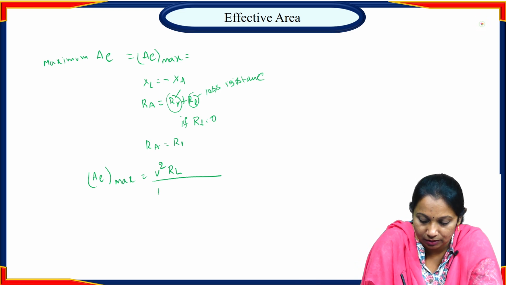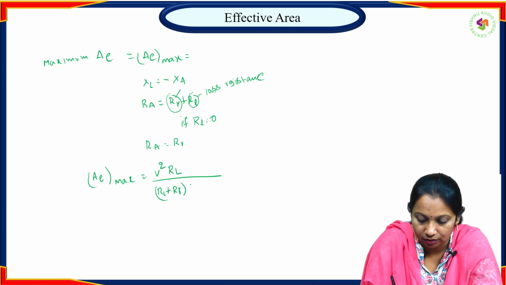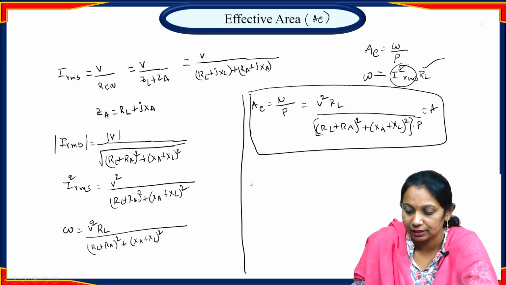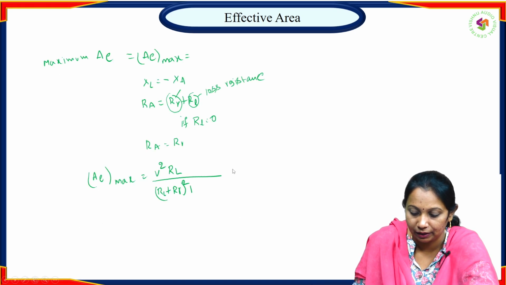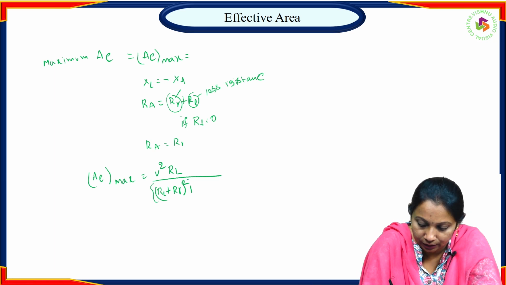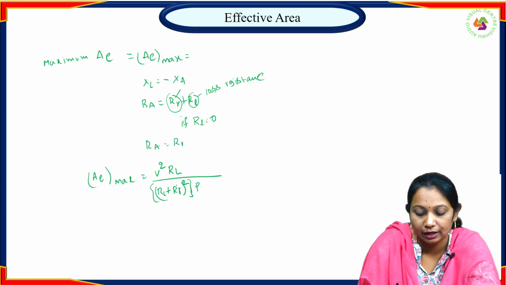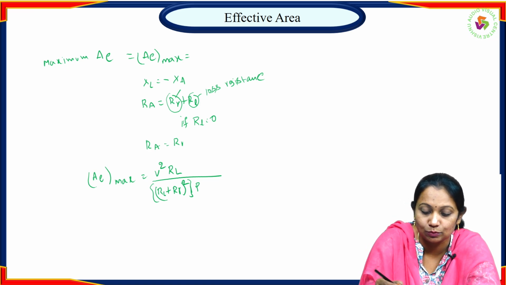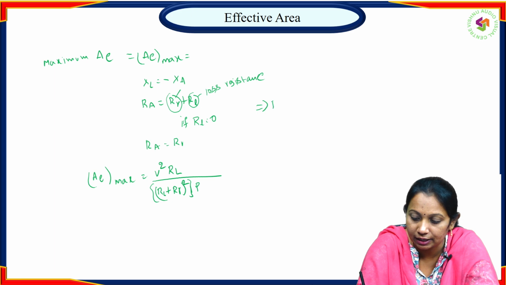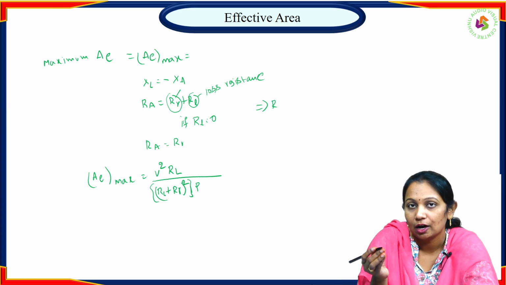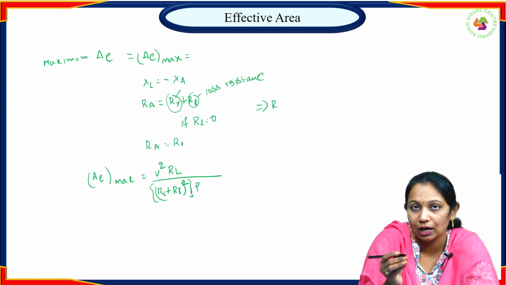So RL plus RR whole square, where XL plus XA is equal to minus XL. So the term will be 0, into P. Now here again, the radiation resistance and the load resistance: here the entire energy is delivered from the antenna to the load.